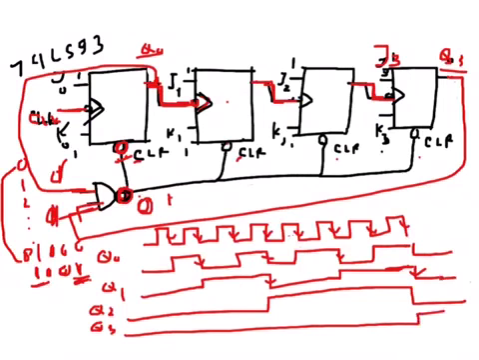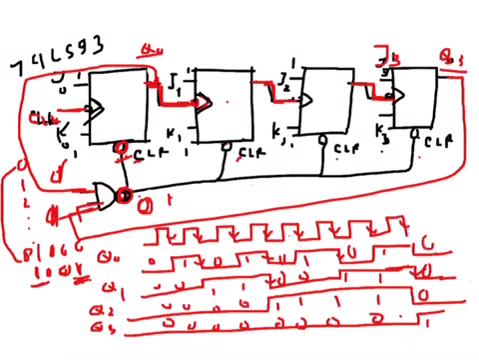So we can see that this is counting fine: 0 0 0 0, then 0 0 0 1, then 0 0 1 0, then 0 0 1 1, then 0 1 0 0, then 0 1 0 1, 0 1 1 0, then 0 1 1 1, then here 1 0 0 0, and after that it will happen 1 0 0 1.